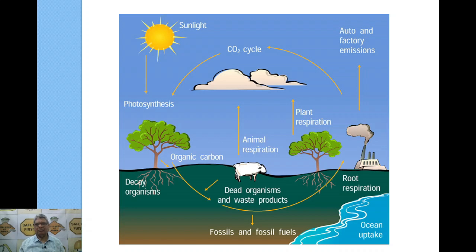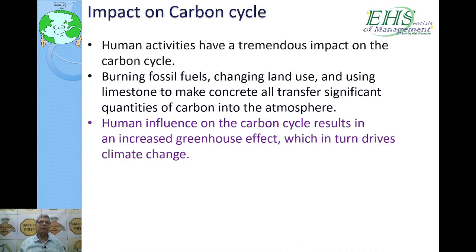But we are disturbing the carbon cycle also. How? What is the impact of human activity on the carbon cycle? Human activities have tremendous impact on the carbon cycle, particularly burning fossil fuels, changing land use, and using limestone to make concrete. All the cement industries transfer significant quantities of carbon into the atmosphere.